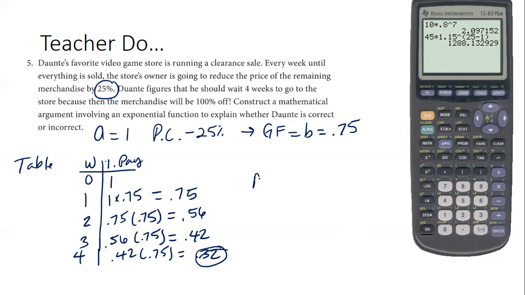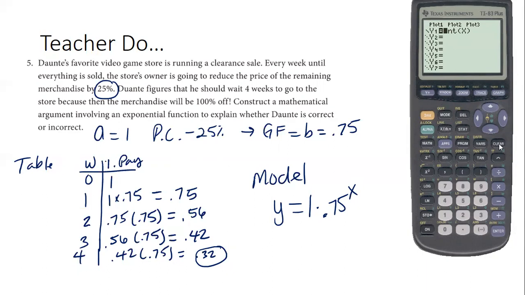Now, we're going to use our model to figure out how many weeks he would have to wait for everything in the store to be free. What does it say? Which part? The bottom. 32. Okay, so our model is y equals 1 times 0.75 to the x. Okay, let's go and see how long Dante would have to wait.